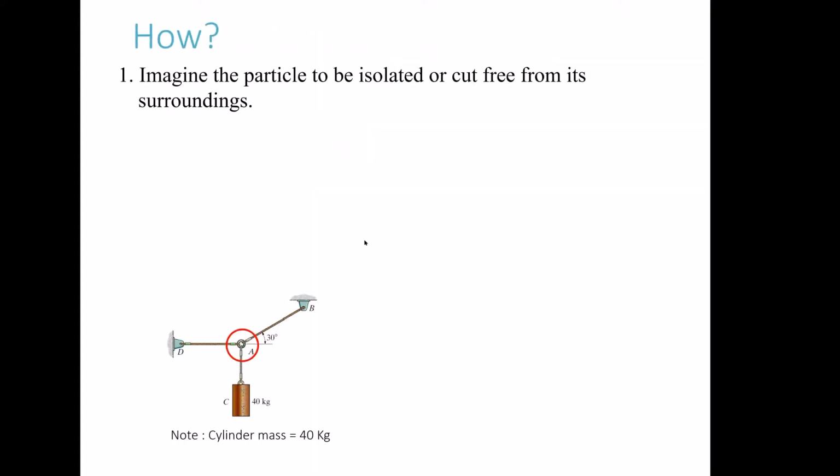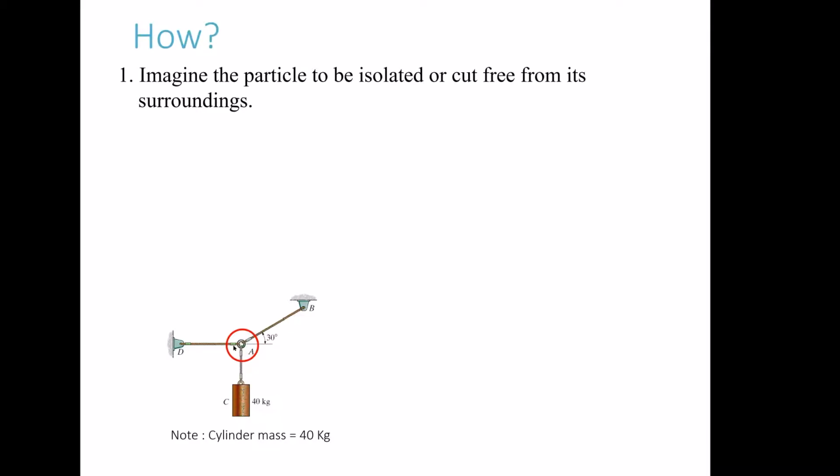First thing is, when you're building a free body diagram, you need to isolate part of the system. In this case, we're going to take a look at just this ring A, and think about the forces that are acting on that ring. So we're just going to isolate this part of our system. We're cutting it out from its environment.